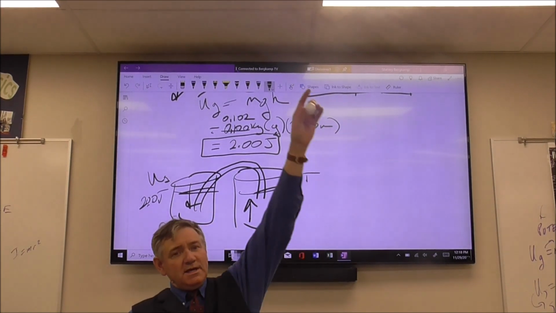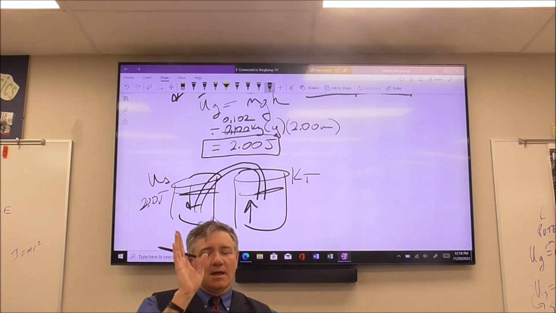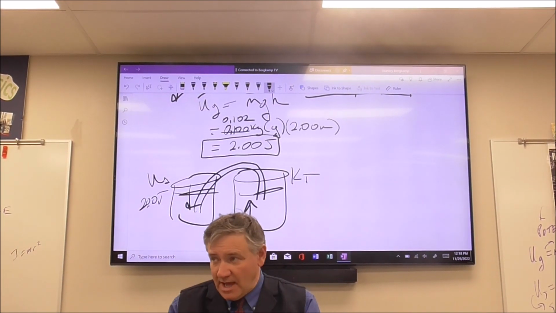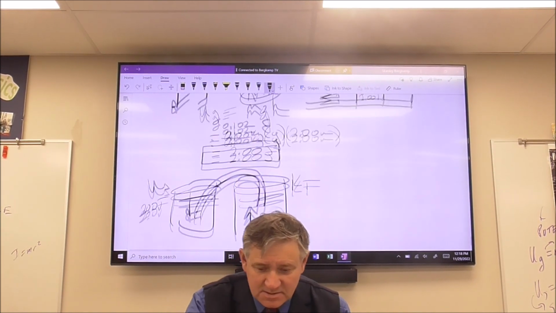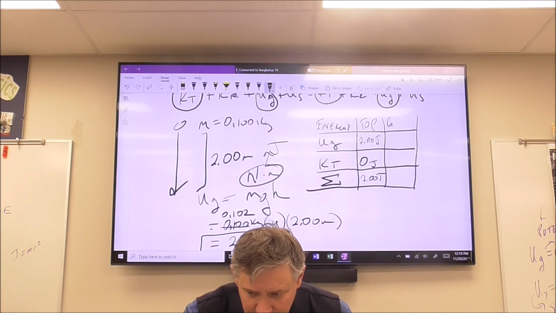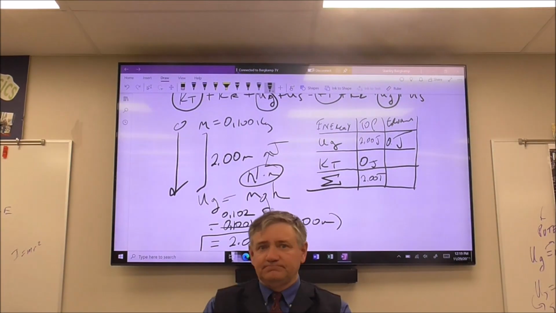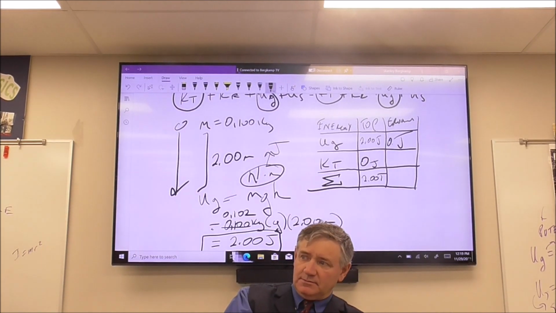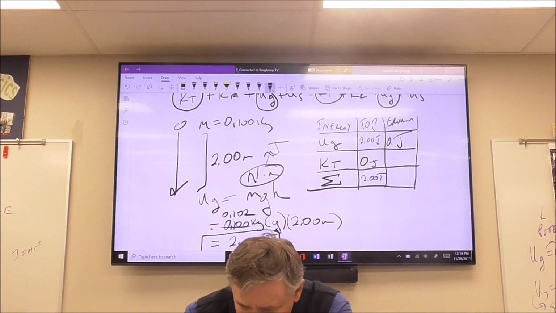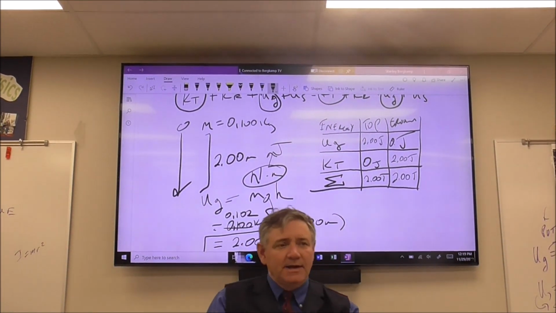Now, when it hits the ground, how much UGG is it going to have? 0. Why? There's no height. So when this thing hits the ground, I have no UGG because I have no height. So how much kinetic energy do I have then? 2 joules. Okay, right? Because the sum still has to add up to 2.